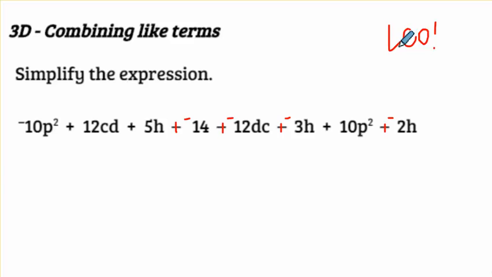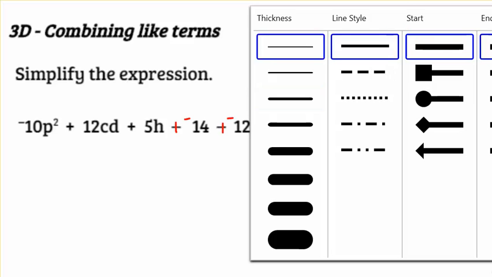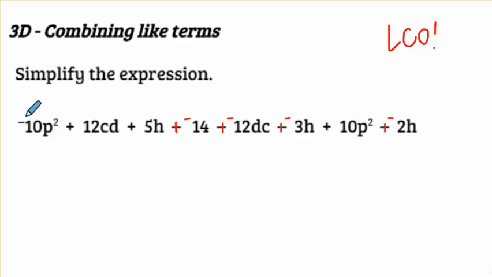All right, I'm going to use different colors to put the like terms together, okay? So I think I'll use blue. For my first one, I have negative 10p squared, and I'm looking for anything that has a p squared next to it. I've got one right here. Okay, so this is interesting. A negative 10p squared and a positive 10p squared.